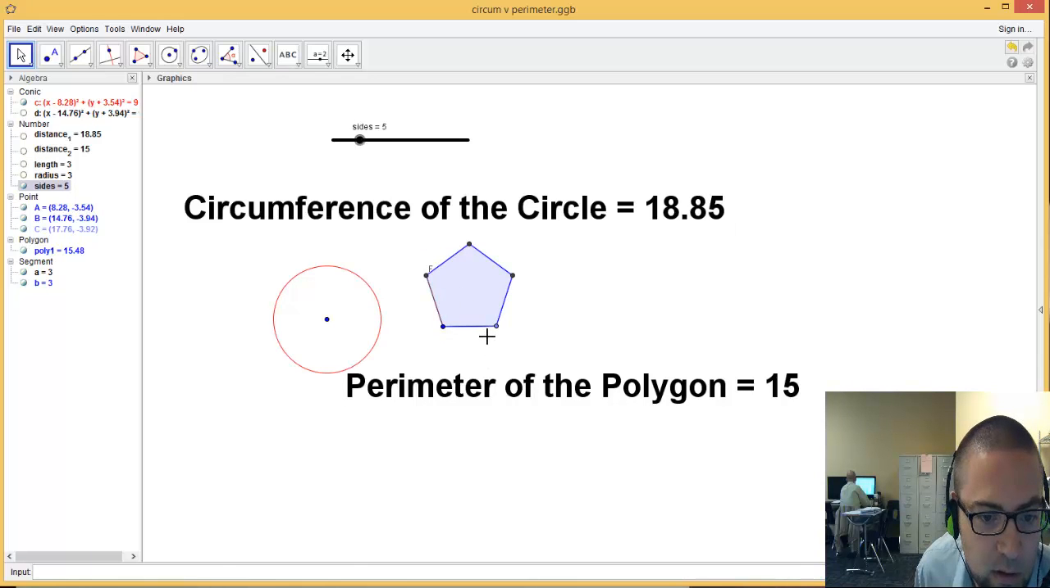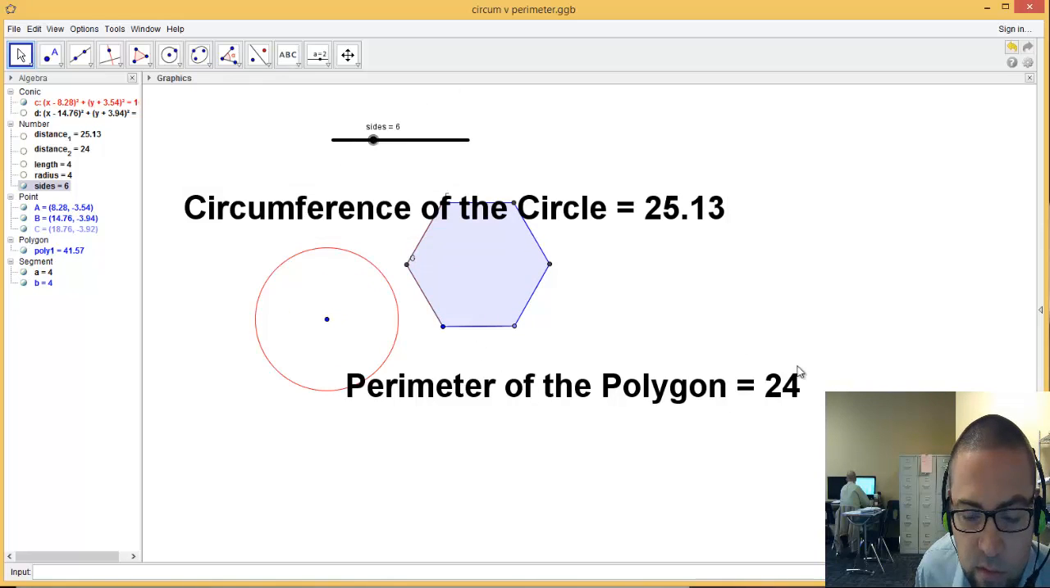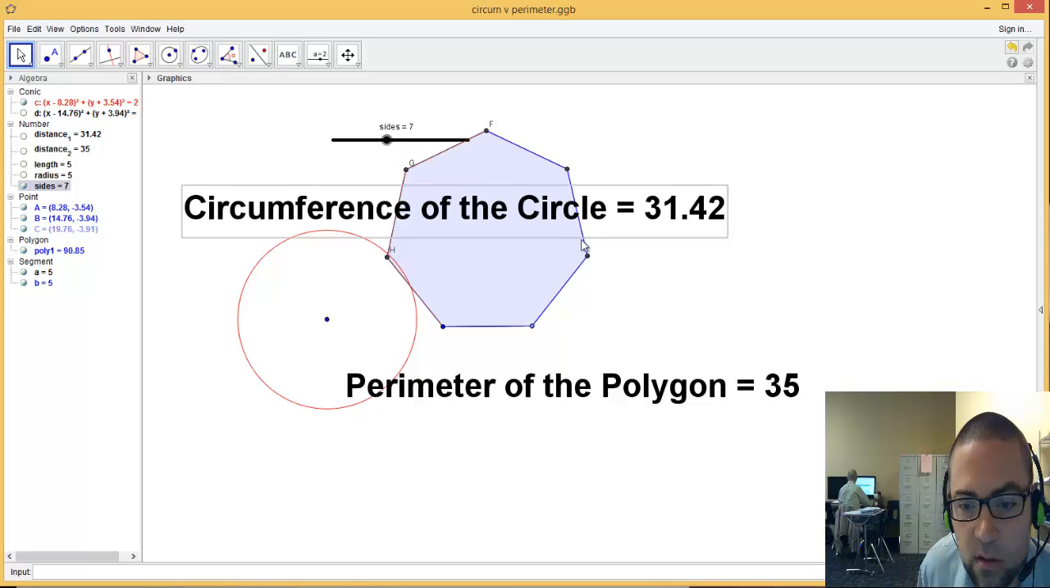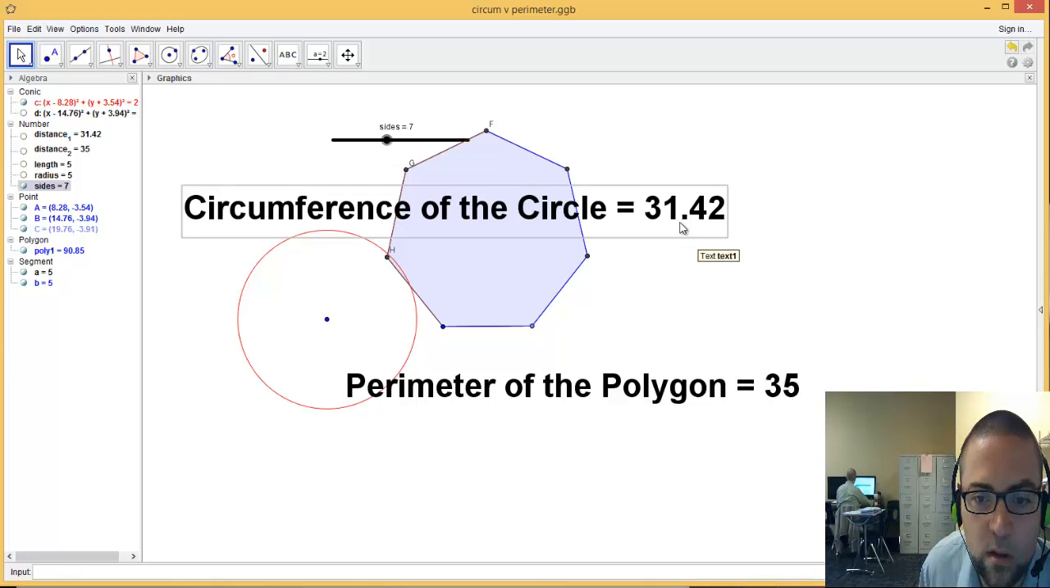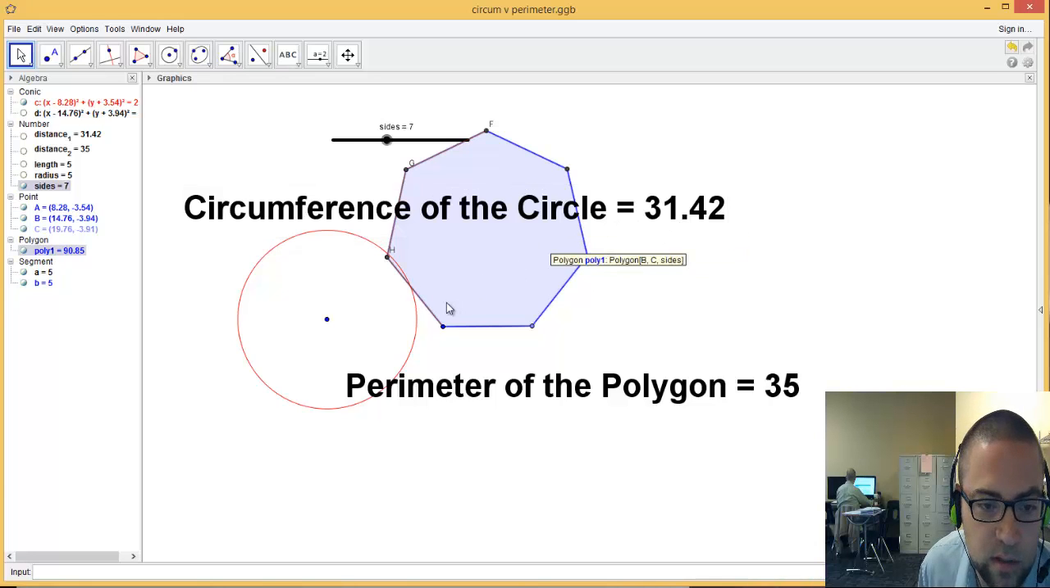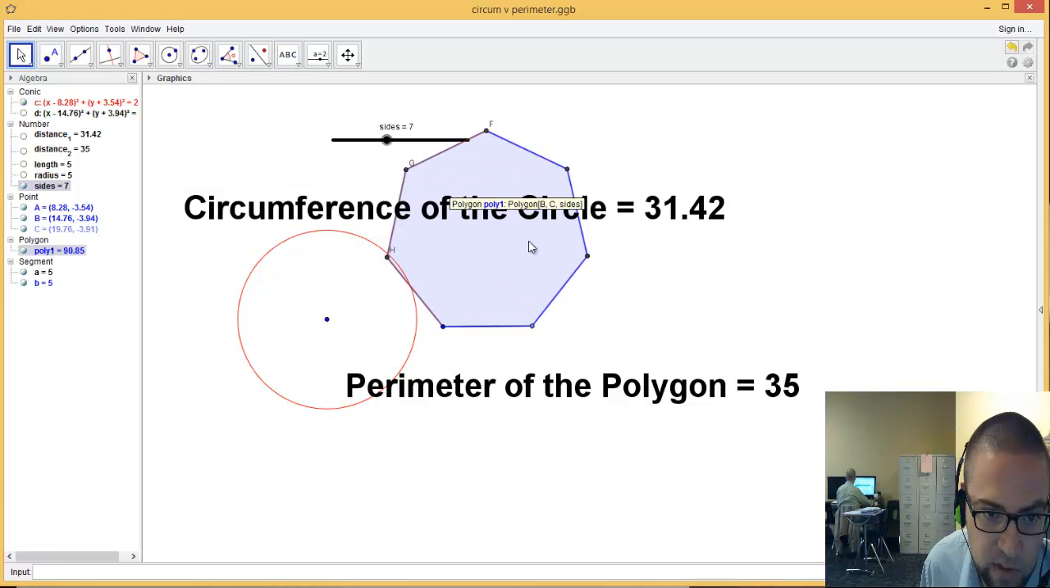Going on, 3 times 5 would be 15. 4 times 6 would be 24. And see, 24 is still smaller than 25.13, the circumference of a circle with a radius of 4. And we get to 7, and it gets bigger. 35 is bigger than 31.42. And you can see that this shape is looking bigger now than the circle, isn't it?